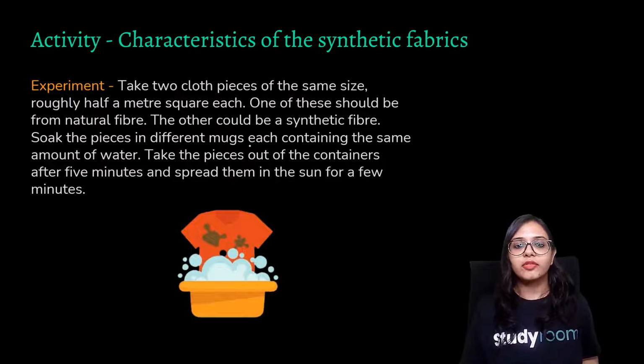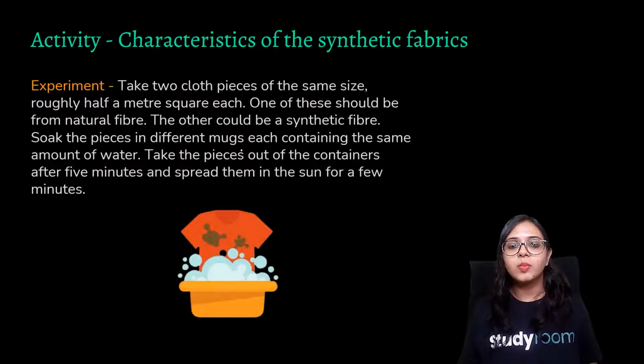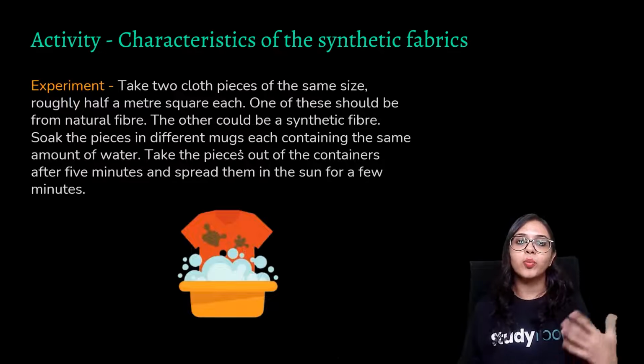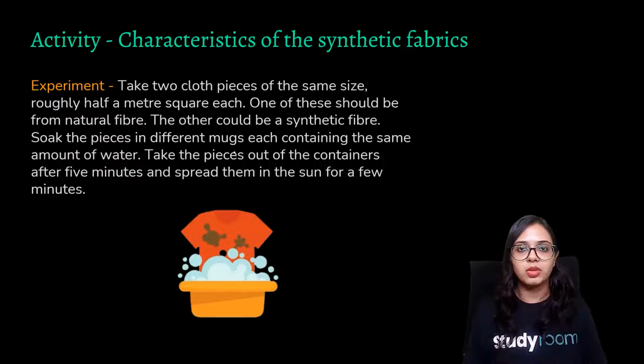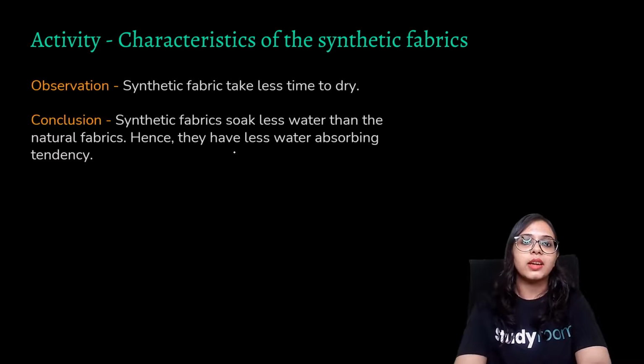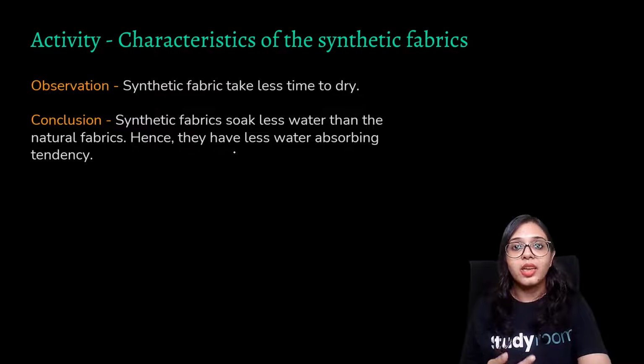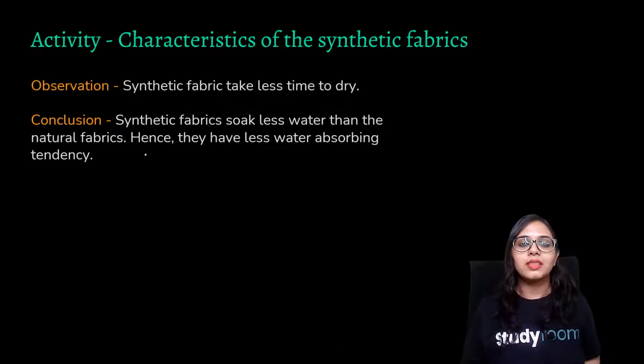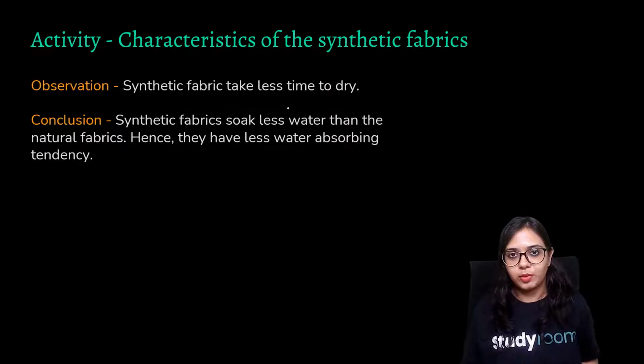Soak the pieces in different mugs, each containing the same amount of water. Then you have to take the pieces out of the containers and put them under the sun. You have to spread them in the sun for a few minutes, and you observe which material is drying easily. You will observe that synthetic fiber takes less time to dry.